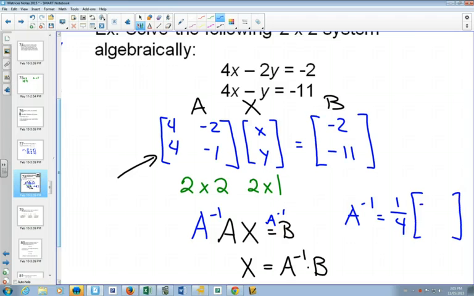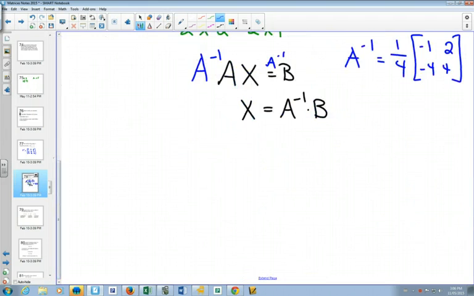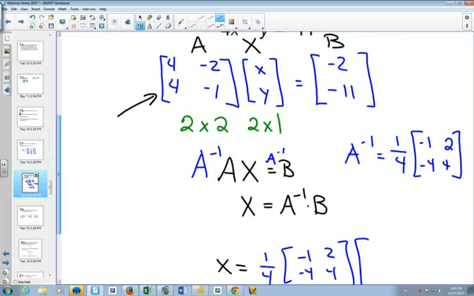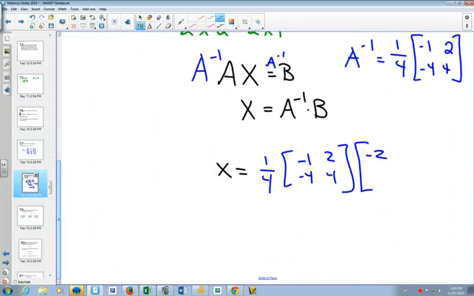Switch the one set of diagonals, -1, 4. Make the other diagonals negative, 2 and -4. And so now we can say that we know that x is equal to 1/4, [-1, 2; -4, 4] times b, which originally was [-2; -11]. Was it -11? Yes. And this is a 2 by 2, and this is a 2 by 1.